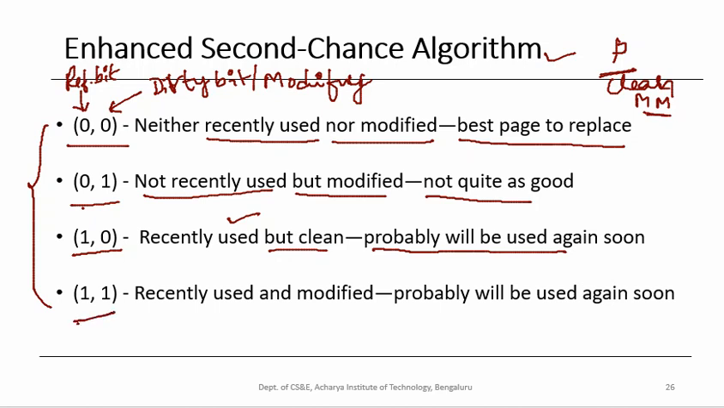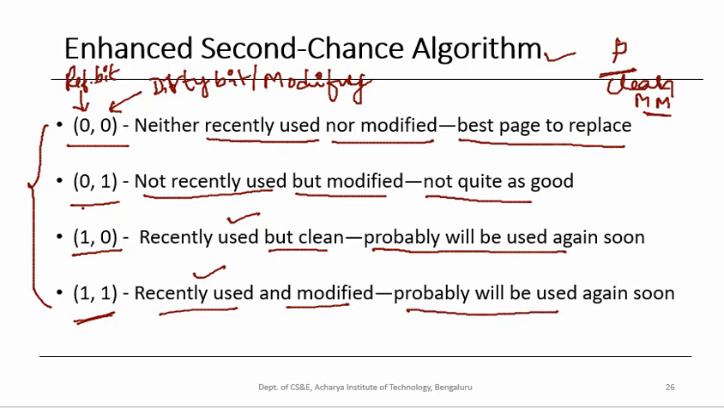The last combination is 1 and 1, which means that the page is recently used and also modified. So definitely a page with this kind of combination of reference bit and dirty bit is not a good choice to replace with the newly requested page.